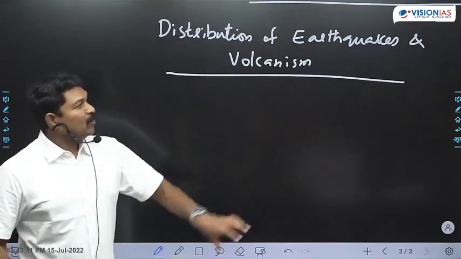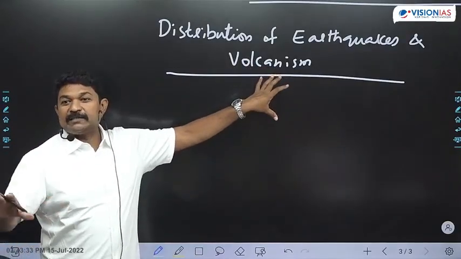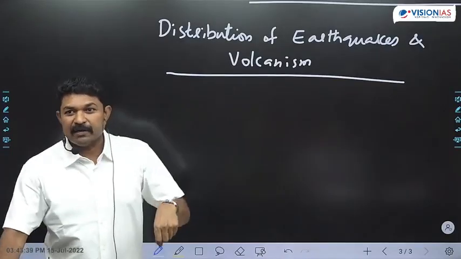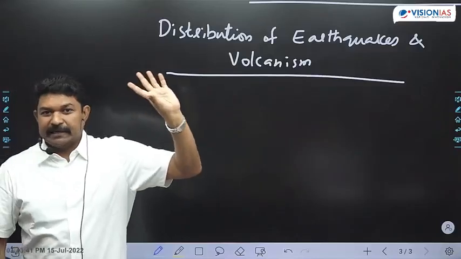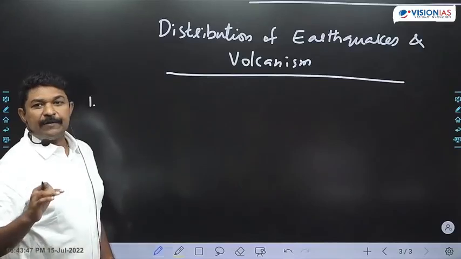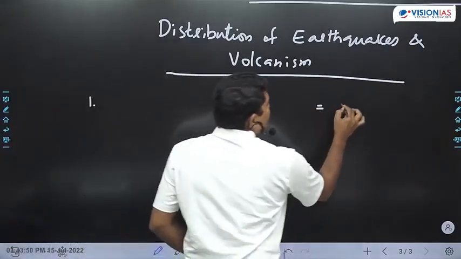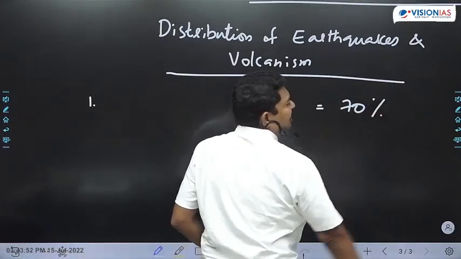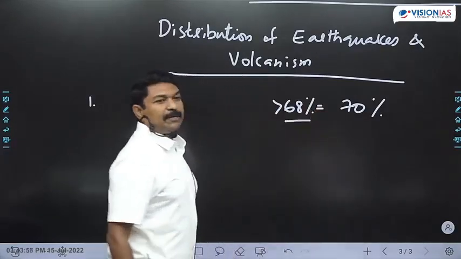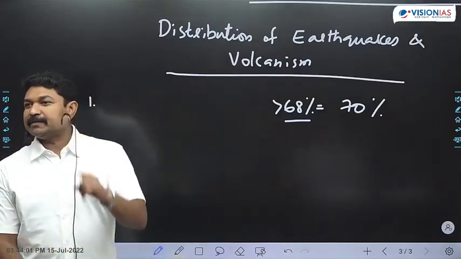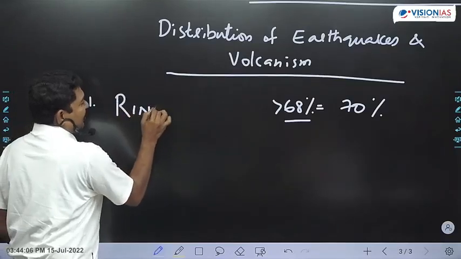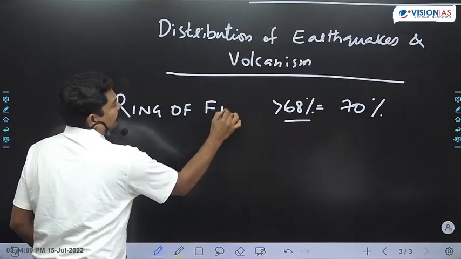Even today in the class, we will be discussing the areas only. We will not be discussing the reason behind the earthquake and volcanism. Where will we come across the reason? In plate tectonics. Is it clear? Come on. What are the areas? The first and foremost area, where more than 68%, around some 70% of the world's volcanism and earthquakes are happening in just one area. It's called, very good, the Pacific Ring of Fire.